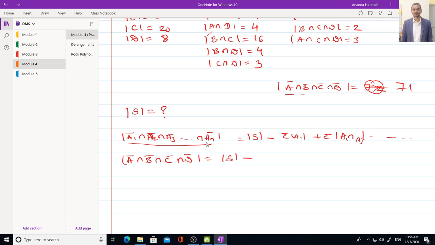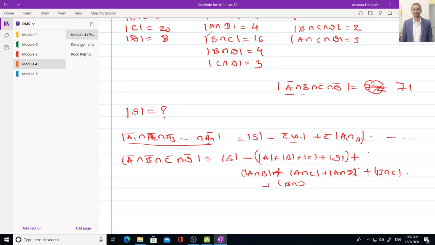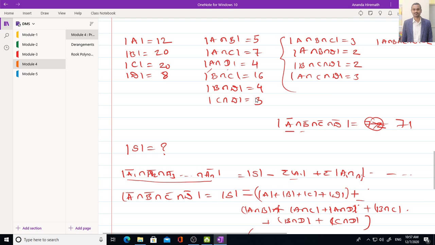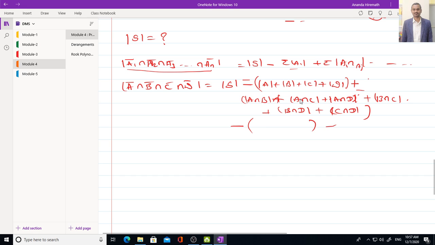Now S minus combination of one means A plus B plus C plus D, then plus combination of twos now, that is A intersection B plus A intersection C plus A intersection D, then we have B intersection C, then B intersection D, then we have C intersection D. Then this is minus, this is plus, then we have minus, and now we consider combination of three elements, that is these four, ABC and so on, and finally here we consider combination of threes plus combination of fours.